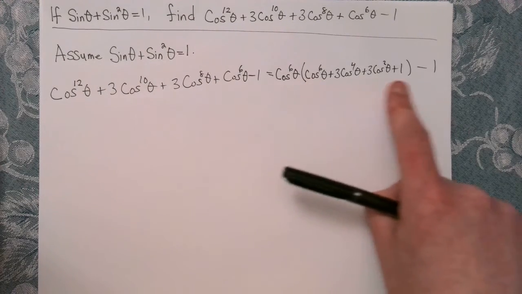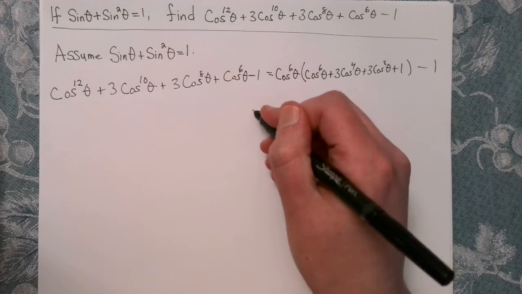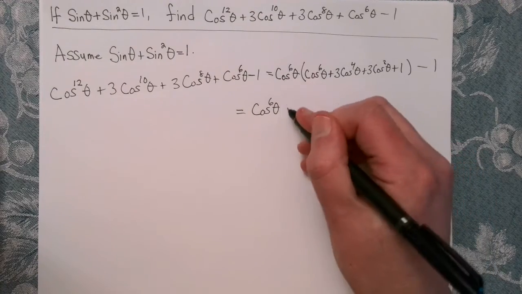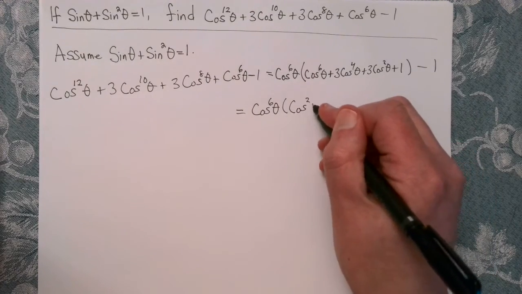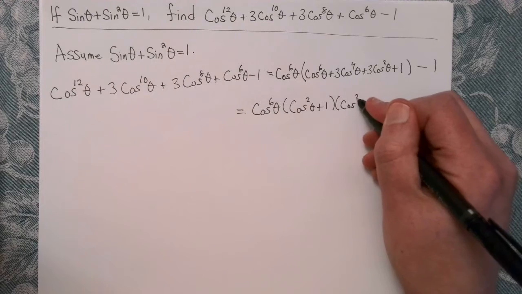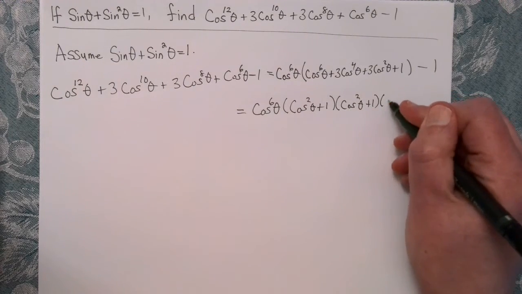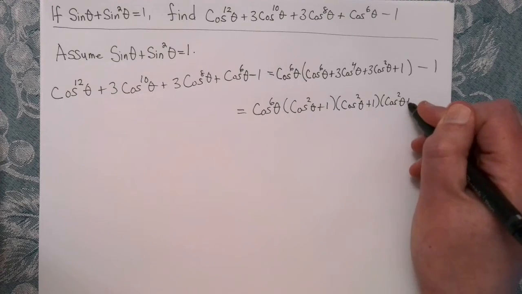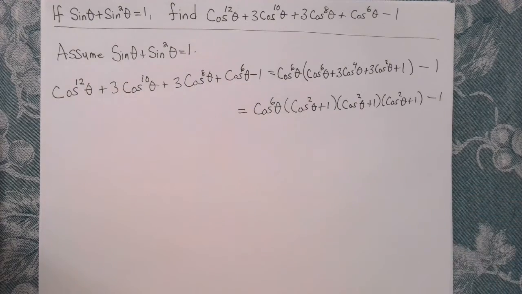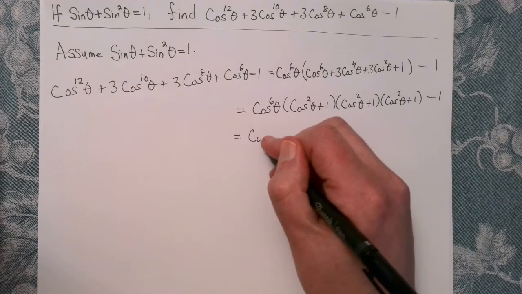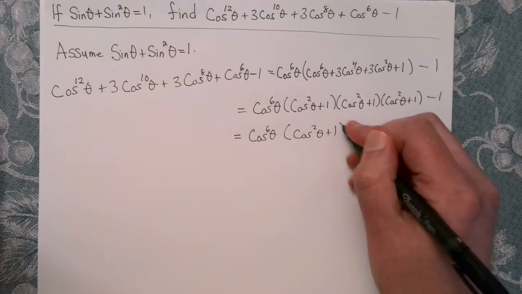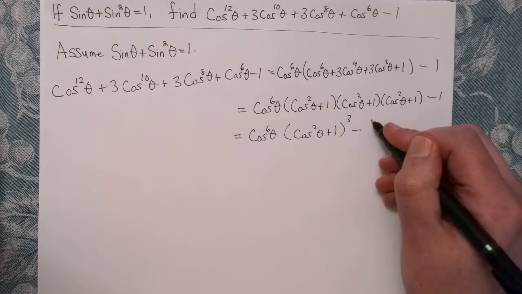So this seems pretty good because this factors very nicely. So we've got cosine to the 6th of theta times this, which will factor into cosine squared of theta plus 1 times itself, again times itself. So this factored nicely into this, and of course you can go ahead and check that. And so we can rewrite that using exponent notation. So this is cosine squared of theta plus 1 quantity cubed, and then we've got this minus 1.